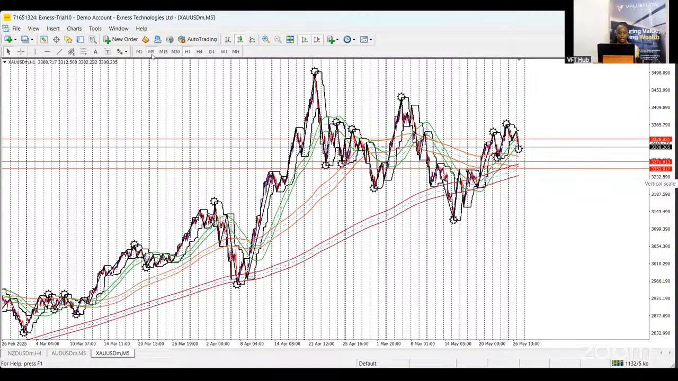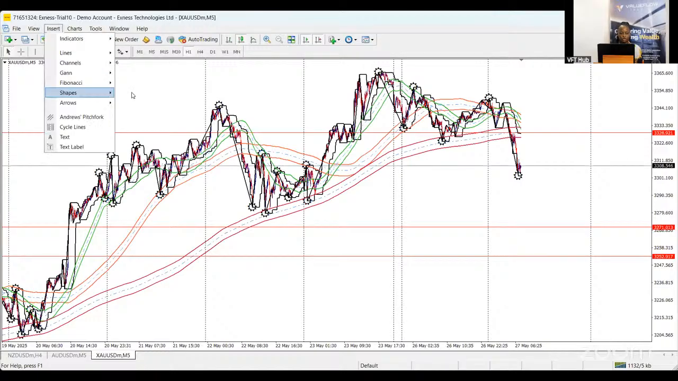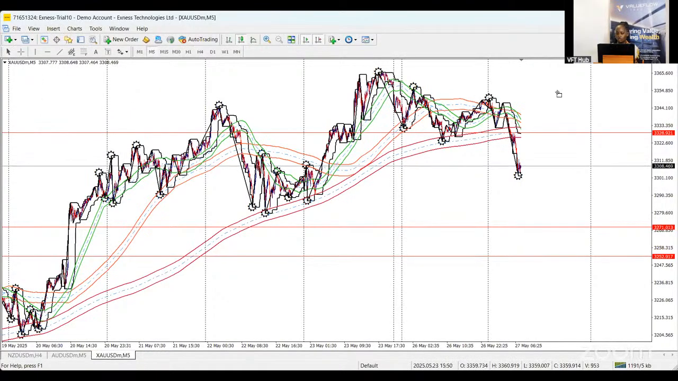Now on M5, I'm just going to mark out those highs and lows that we always do. They serve as our resistance and support zones. Basically, the highs and lows are basically resistance and support levels.